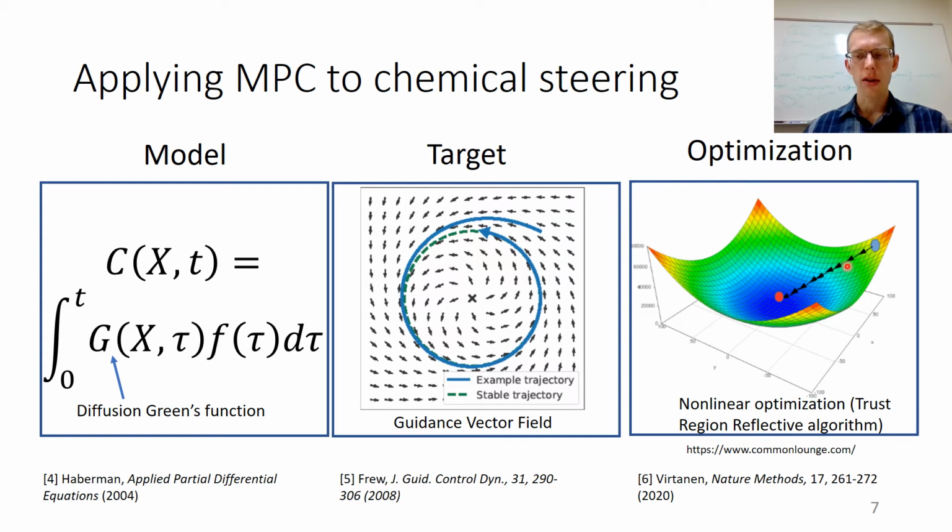For our optimization algorithm, we used nonlinear optimization, so we didn't have to lose information by linearizing the problem. We used an algorithm called trust region reflective.